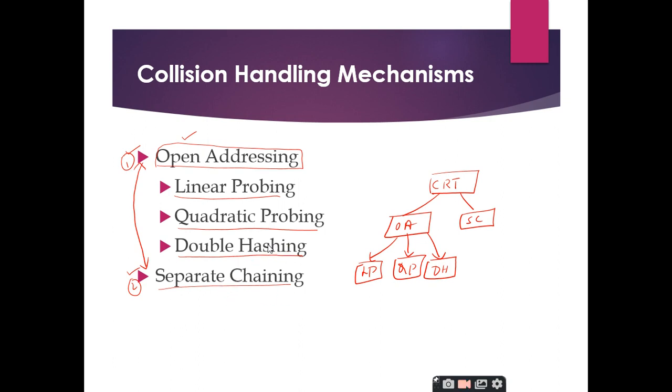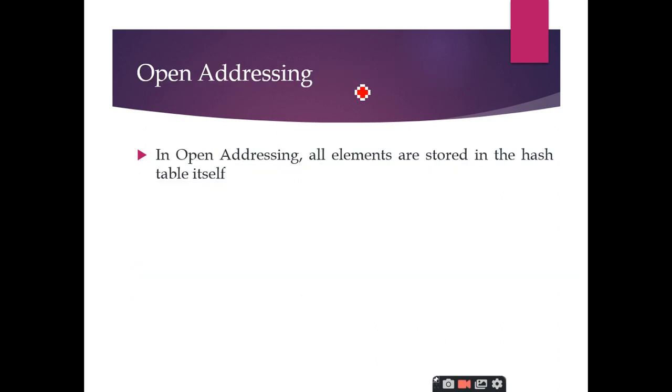Is it clear up to this point? There are only two collision handling mechanisms. One is open addressing and the second one is separate chaining. Is it clear? Yes, sir.